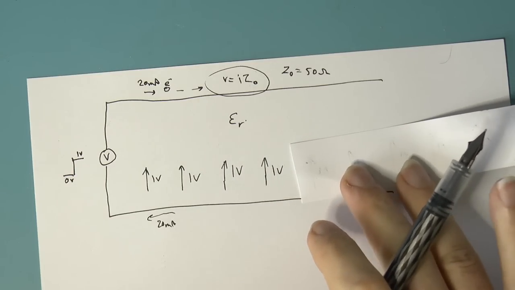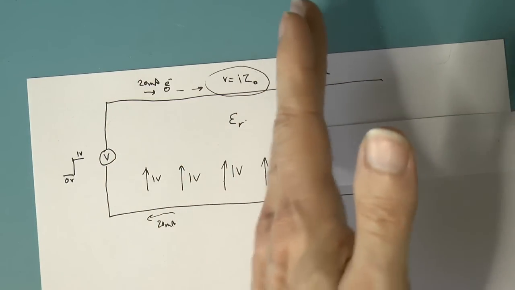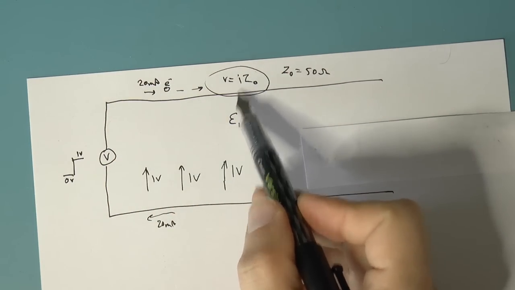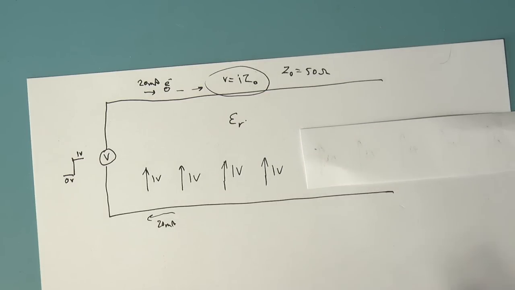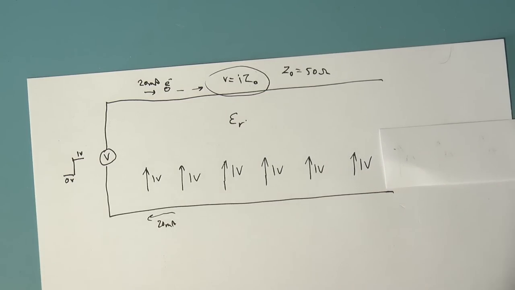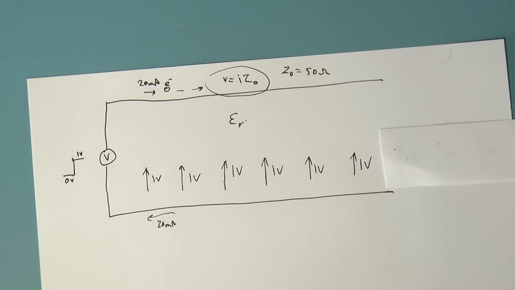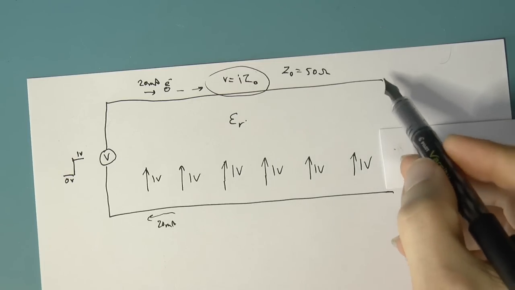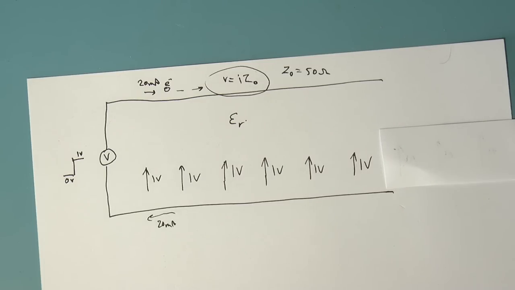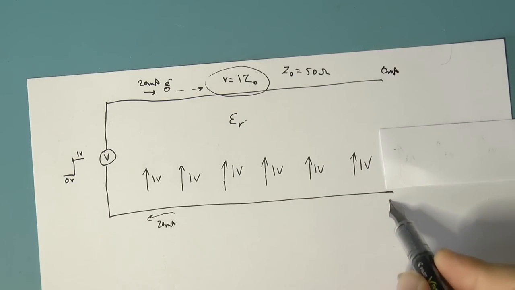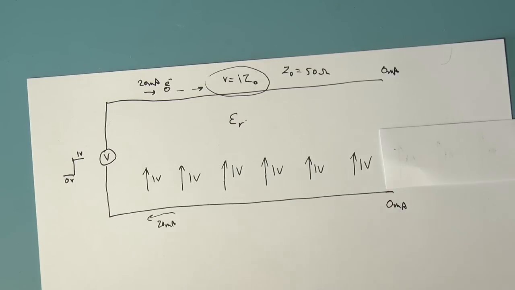It keeps going and the electrons start moving this way, and we start seeing that 20 milliamp current progressively going down the line. Okay, now what happens when the 1 volt wave hits the very end of the transmission line? Well, one of the problems with this is that you can't have electrons floating off of the end of the conductor. So you have to have a 0 milliamp current at the end of the conductor. But we've got electrons flowing this way.